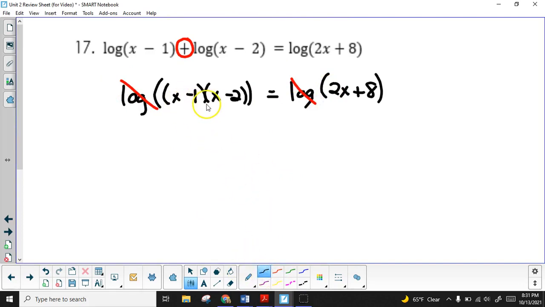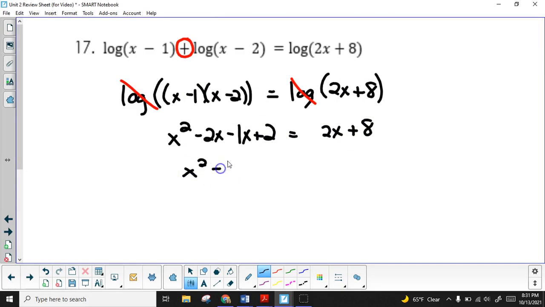So now we're left with just an algebra problem. So let's work out this algebra. This x minus 1 times x minus 2, we need to distribute this, so we will get x squared. That's going to be a minus 2x. Here, I'll go ahead and do that. Minus 2x minus 1x plus 2 equals 2x plus 8. I'm going to simplify this out a little bit. x squared minus 3x plus 2 equals 2x plus 8.